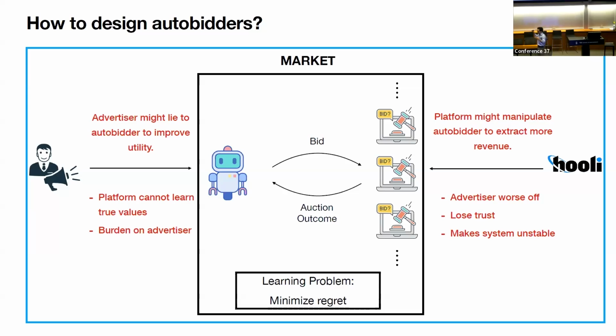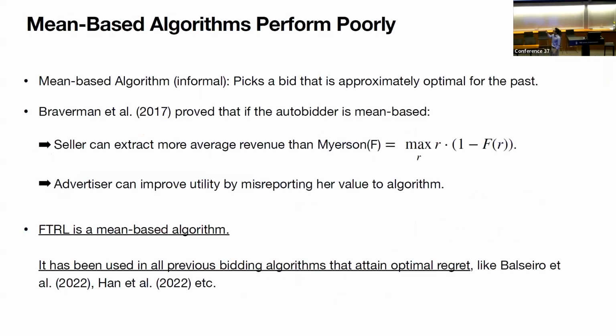The point here is that if you think of this just as a learning problem and try to design algorithms that are great, even optimal for just the learning task, if you deploy them in a market, they can perform very poorly. And one large class of algorithms where they do perform poorly is the class of mean-based algorithms.